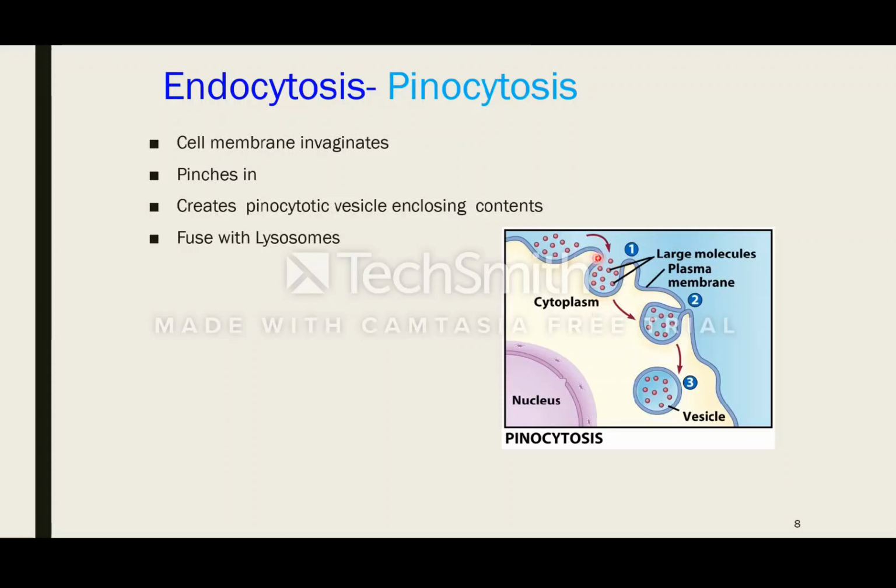In this process also, as in phagocytosis, the cell membrane invaginates, the edges fuse together and pinch in, and finally form vesicles that include the soluble materials, creating pinocytotic vesicles that enclose the content. Finally they fuse with lysosomes and are digested by the lysosome.